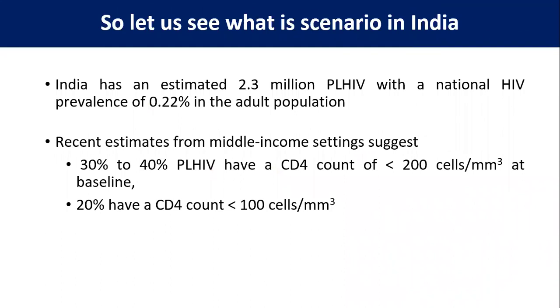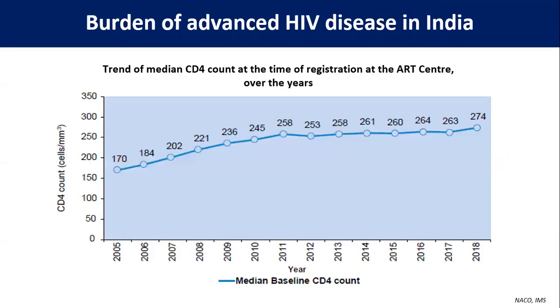Now in the Indian perspective, we have an estimated 2.3 million PLHIV with a national HIV prevalence of 0.22% in the adult population. Recent estimates from middle income settings suggest 30 to 40% of PLHIV have a CD4 count of less than 200 cells per cubic millimeter at the time of ART initiation, and 20% have a CD4 count less than 100 cells per cubic millimeter. So what can we do to prevent this death?